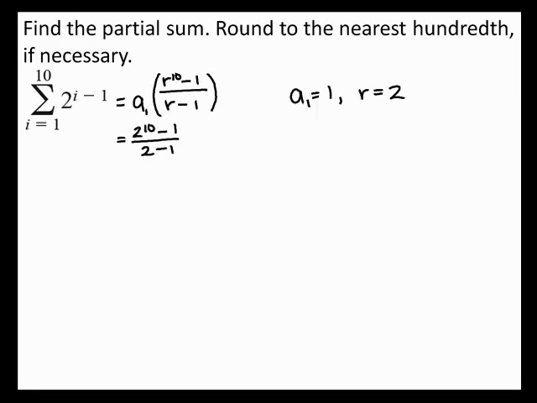Substitute 1 in for a sub 1 and 2 in for r. Simplify 2 to the 10th. Simplify 1024 minus 1 and 2 minus 1. Simplify 1023 divided by 1. You find that the sum from i equals 1 to i equals 10 of 2 to the i minus 1 is 1023.